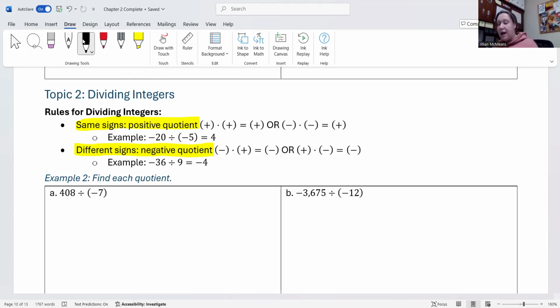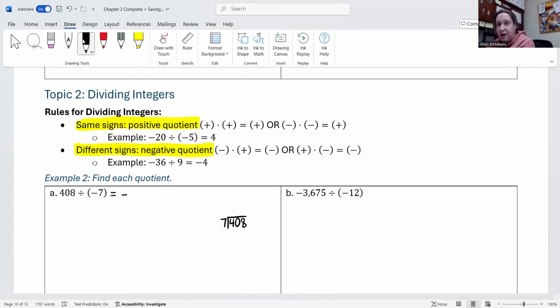So let's go ahead and look at example 2. It says find each quotient. I'm going to start with just determining what my sign is going to be, then I'll do my side work second. So I've got 408, which is positive, divided by negative 7. That tells me my quotient is going to be negative. Then off to the side, I'm going to set up for long division. Now, remember, we know that 7 is going to go into 408 some amount of times, but it's not easy to see right off the bat what that number of times will be.